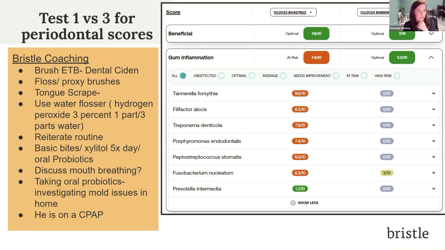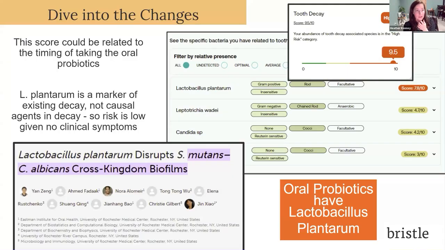So we're still doing kind of the same routine, but each time I meet with him, we're just reiterating the importance of the good routine. Let's just talk about the tooth decay score for a second. So he's taking oral probiotics. His tooth decay score is high because of Lactobacillus plantarum, which is in the oral probiotic.